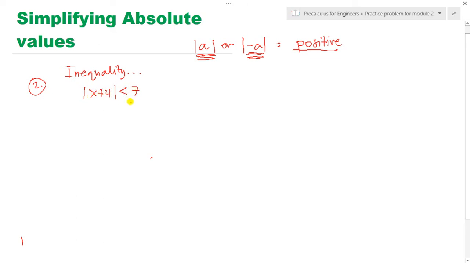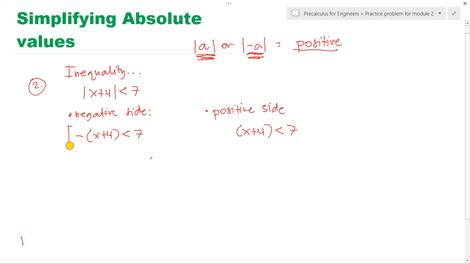So for an inequality class, we still follow this rule na dalawa yung side natin. It could be the negative and the positive side. So let's try the negative side. So we have here the negative of x plus 4 is less than 7. And then also the positive side, the positive side is just x plus 4 is less than 7.